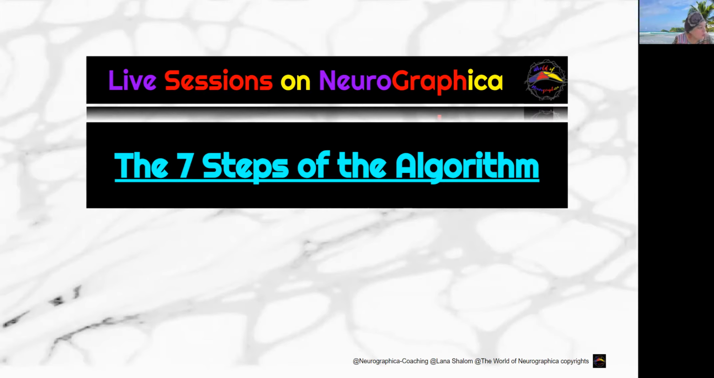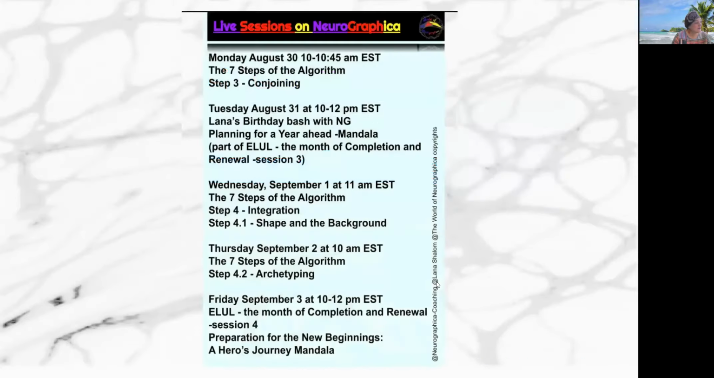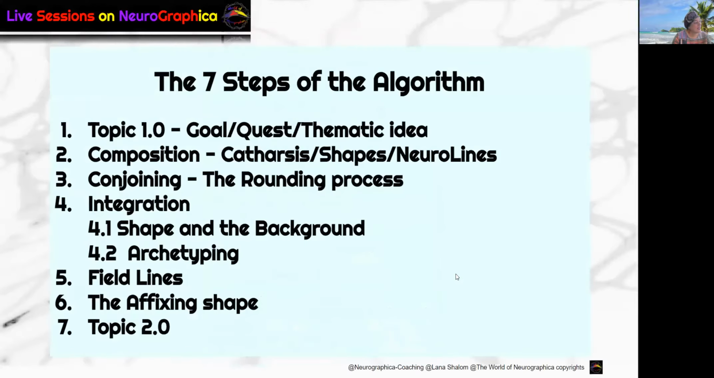Like I mentioned, we are in the process of going through all 7 steps of the algorithm, and today we are covering step number 3. Here are all 7 steps of the algorithm. We are focusing on number 3, the conjoining.